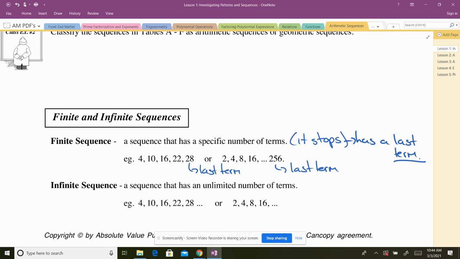An infinite sequence goes on forever. It has an infinite number of terms, and they represent that by these 3 dots. So it continues forever.